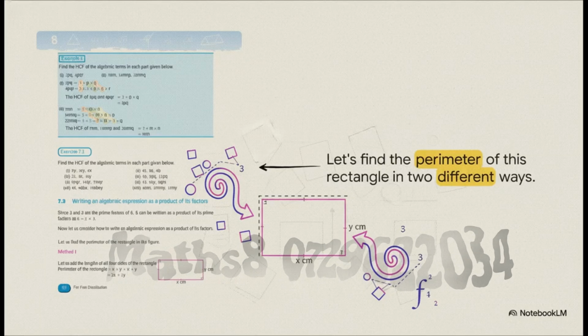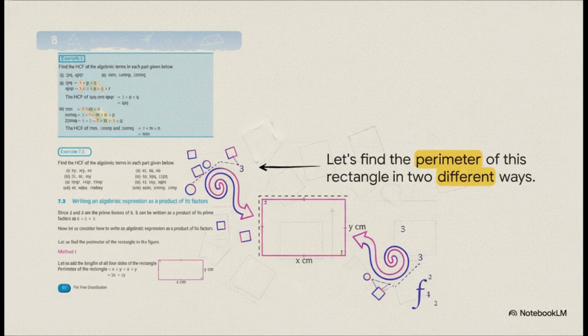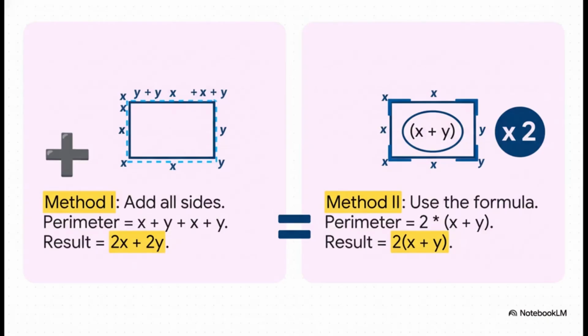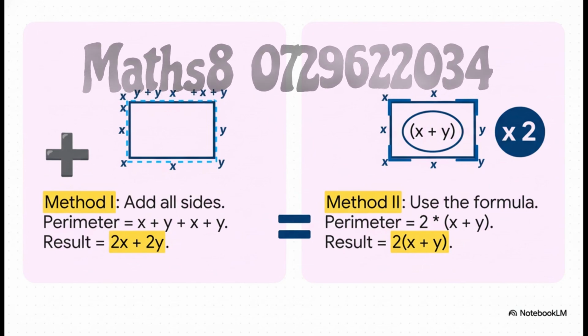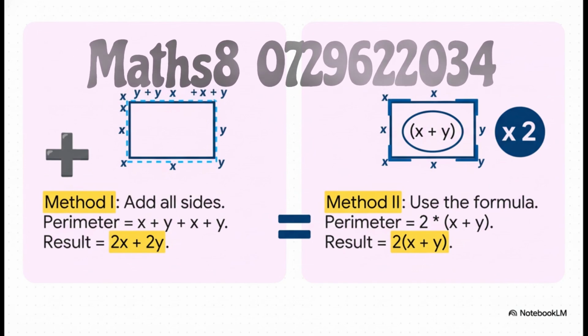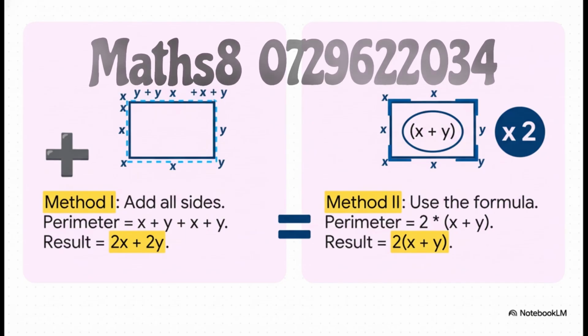To really understand this, let's look at a simple rectangle. We're just going to find its perimeter, but we're going to do it in 2 different ways, and this is going to prove a really important point about what factoring actually is. So the first way is pretty obvious, right? Just add up all the sides. x plus y plus x plus y. That gives us 2x plus 2y.